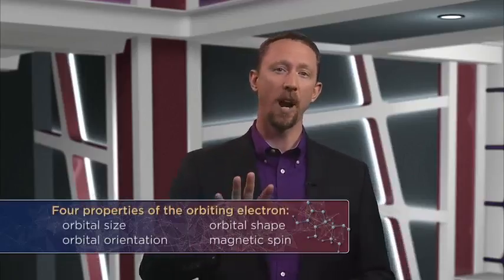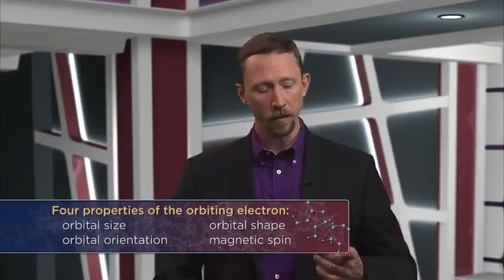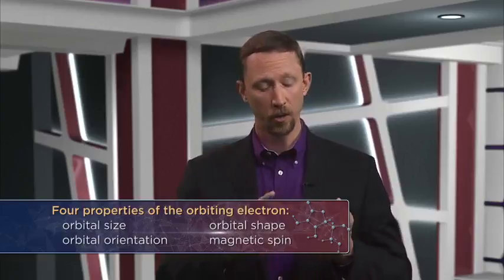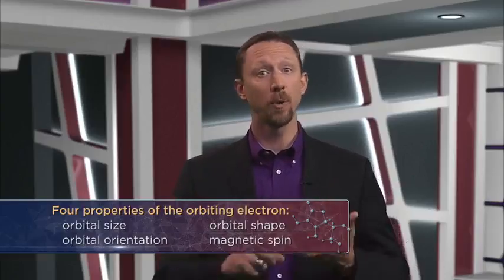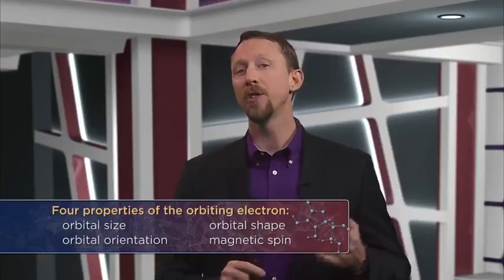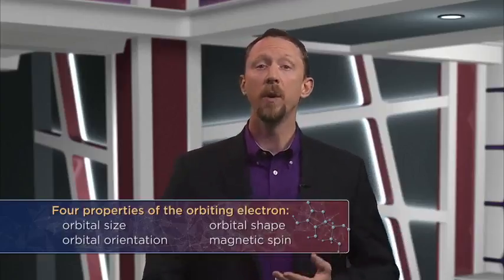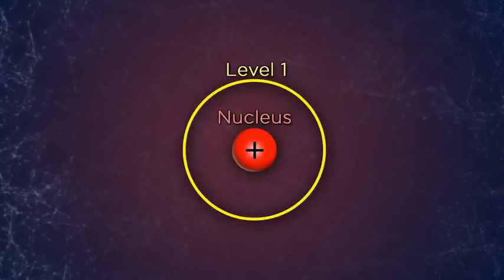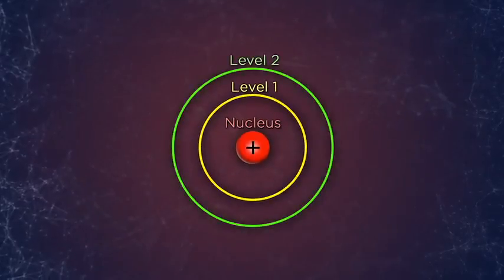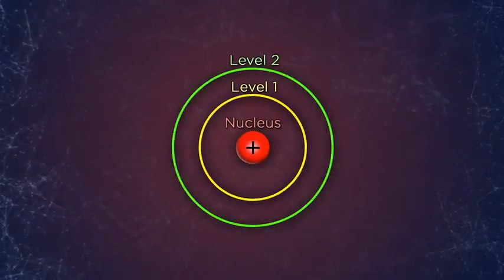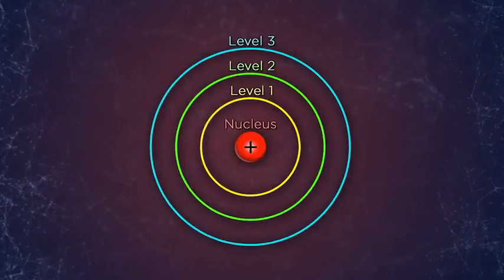To accomplish this requires that we convey 4 distinct properties of the orbiting electron: its orbital's size, its orbital shape, and its orbital's orientation, and also a special property of the electron itself, known as magnetic spin. The first of these properties is the size of the orbital, which is indicated by the principal energy level. For example, orbitals in the first principal energy level are generally smaller than those in the second energy level, which are themselves smaller than those in the third.